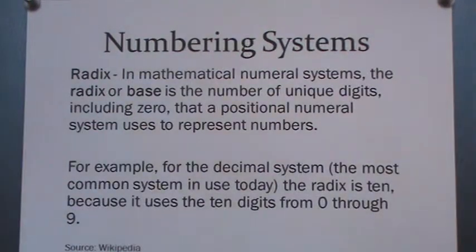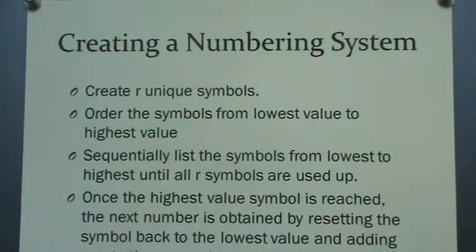So for example, and this is also from Wikipedia, the decimal system, which is the most commonly used system, has a radix of 10. So we use 10 symbols, the symbols 0 through 9, and we just keep using those symbols to keep count of numbers. So if you were hearing the decimal system for the first time, it would seem very confusing.